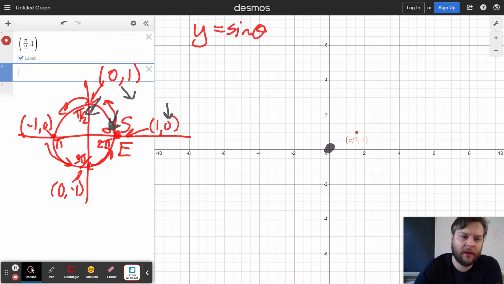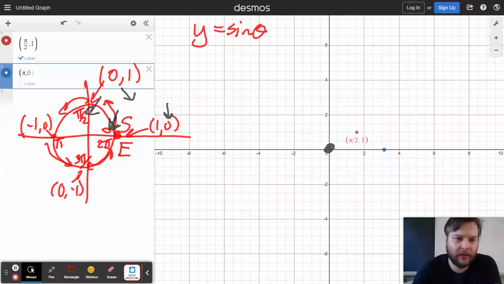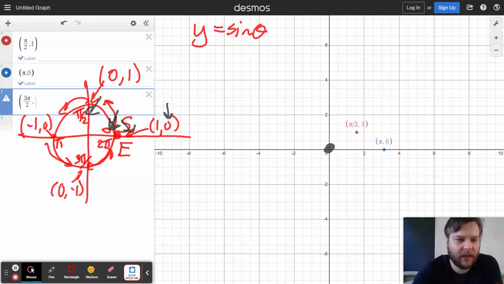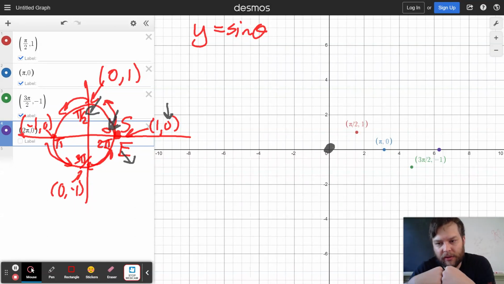The next angle that we're at is pi. At an angle of pi, what's the sine value? The sine value is 0. Next one, pointing due south, angle 3 pi over 2, sine value of negative 1. Turn that on. Back home at the beginning, which is also the end, 2 pi, comma, 0. Those are the points that I use to graph sine.